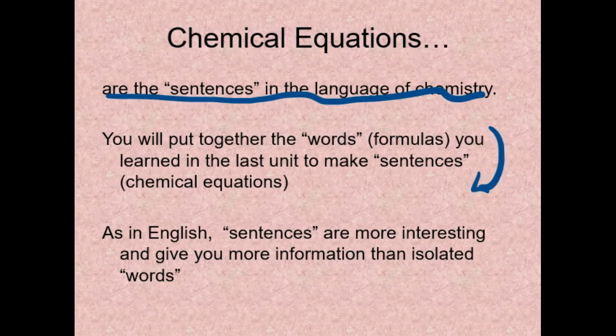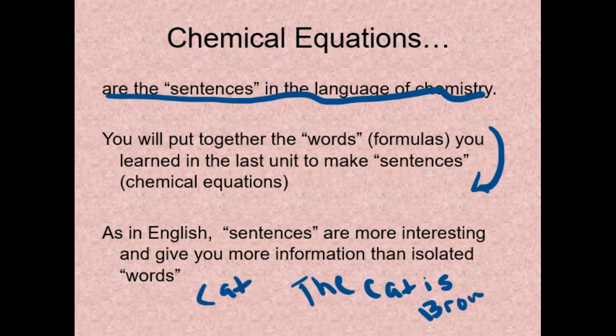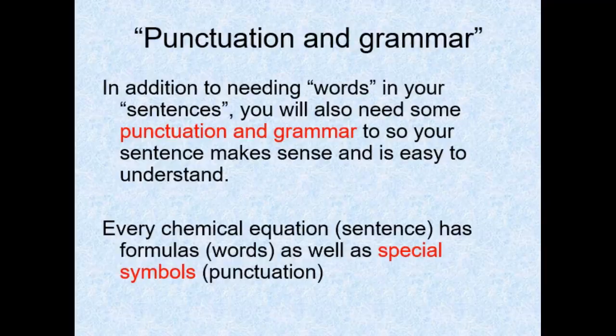All right, in English, sentences are more interesting and give more information than words. So if I said cat, you would say, oh, what's a cat? If I said the cat is brown and has paws, you would say, oh, now I know what the cat looks like. It's brown and has some paws. Okay, a little bit more interesting. So in addition to words, your sentences also need punctuation and grammar.